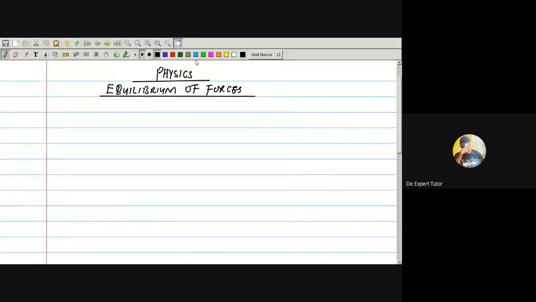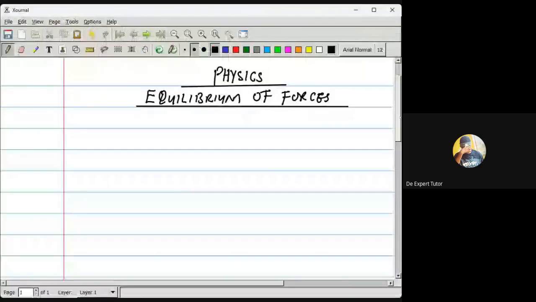So let's look at equilibrium of forces. Now, let's observe. How do we know when a body is in equilibrium? Don't worry, if you're unable to catch up with anything I'm writing, I'll send the notes to you. So what you're just going to do in this class is pay maximum attention and avoid any form of distraction. Okay, let's commence.